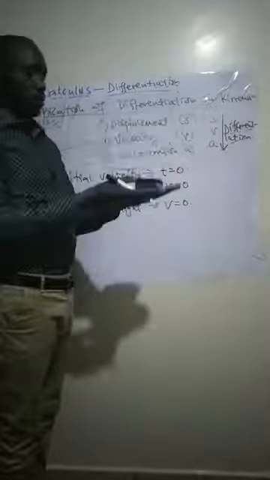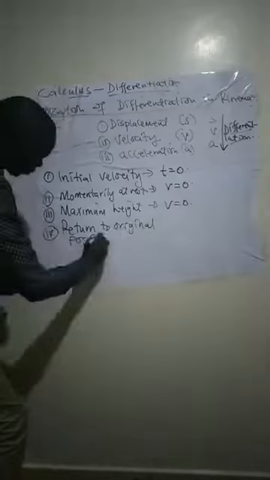It has not moved. So in that case, we talk about return to original position. If you return to your original position, like in my case here, I have not moved, so my displacement is zero. Remember, we said displacement is denoted by the letter S. So in that case, S is equal to zero. Return to original position, S is equal to zero.